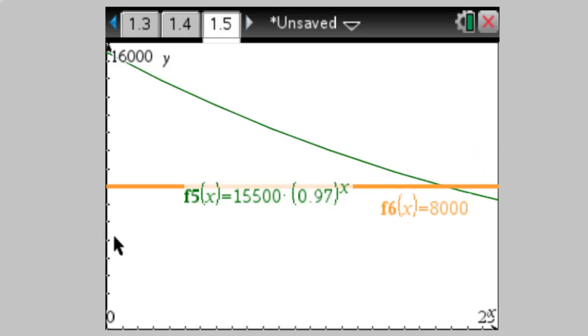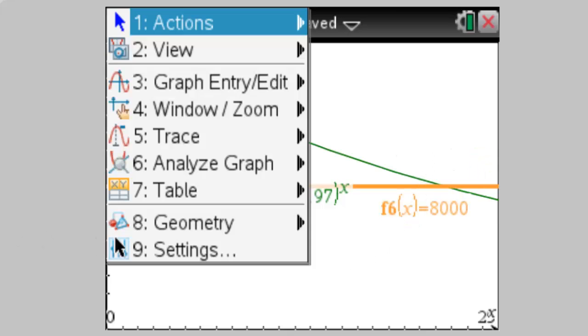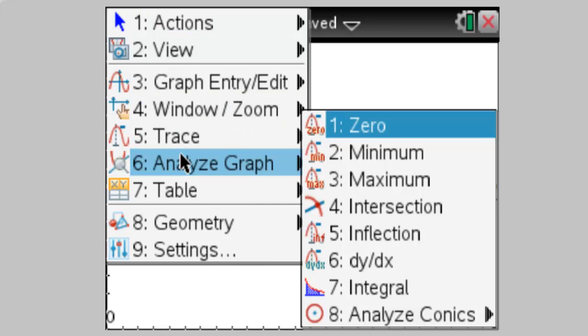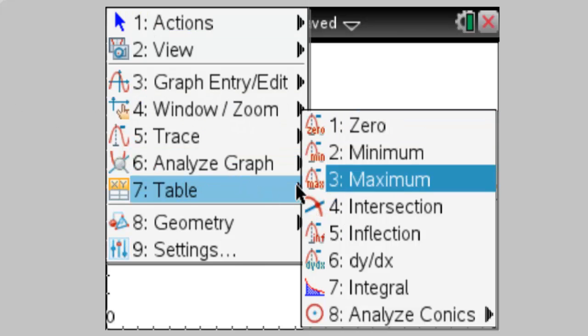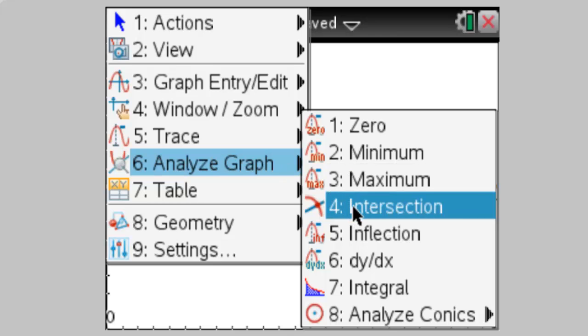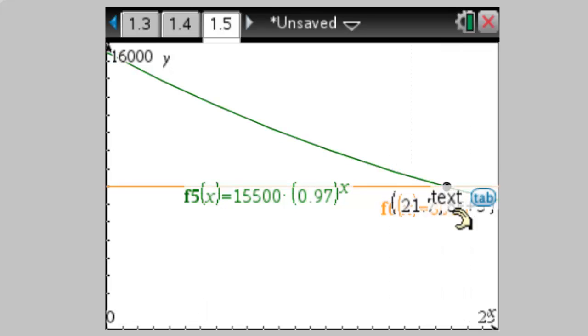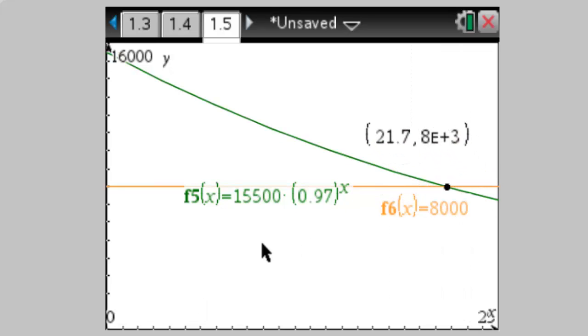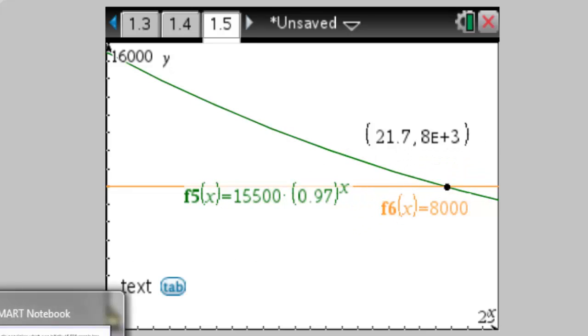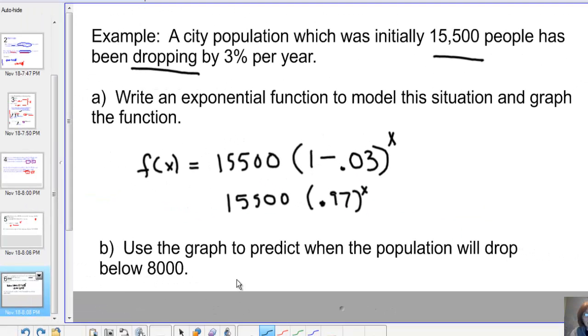So I can even find that intersection point by doing Menu, Analyze, Intersection. And I'm going to tell it lower bound here, upper bound here. It's found an intersection for me at 21.7, 8e+3, which would correspond to 21.7 years and 8,000. So the population of the town will be down to 8,000 in 21.7 years in the future.